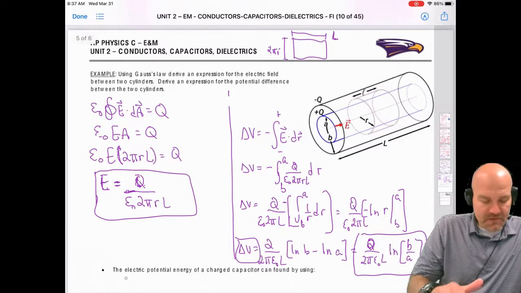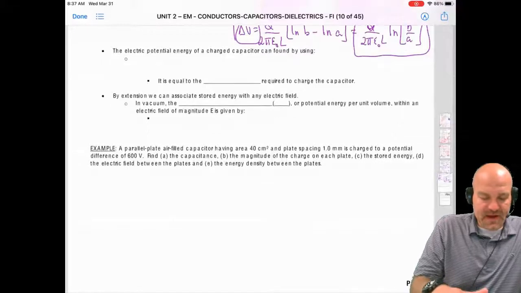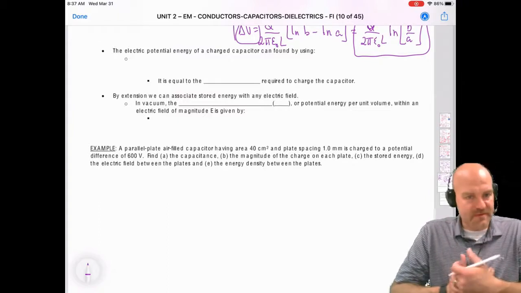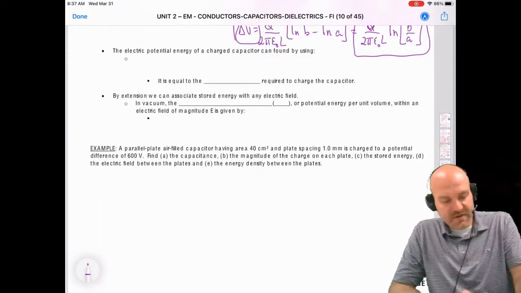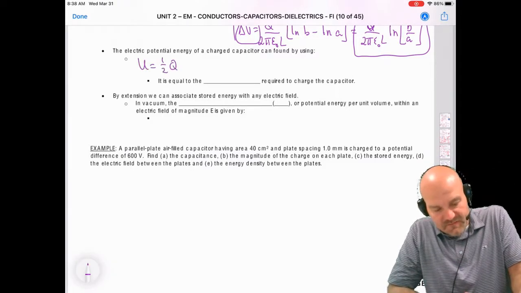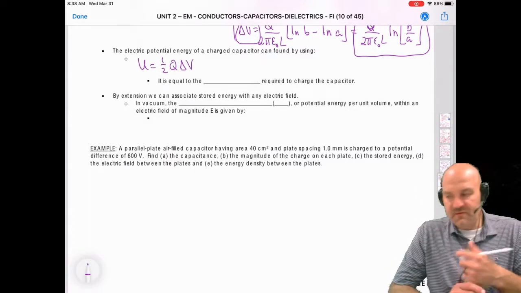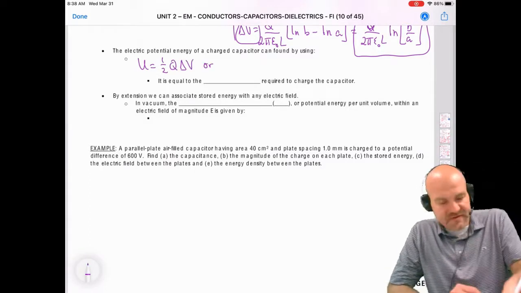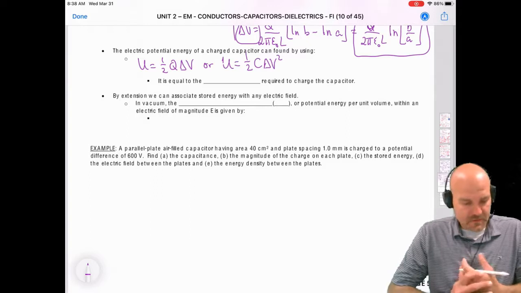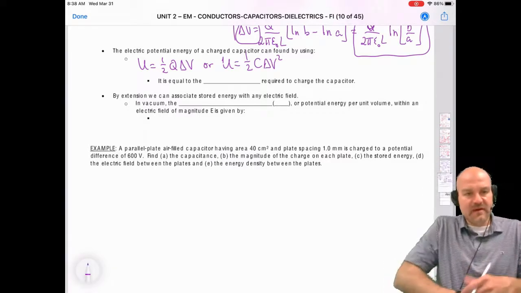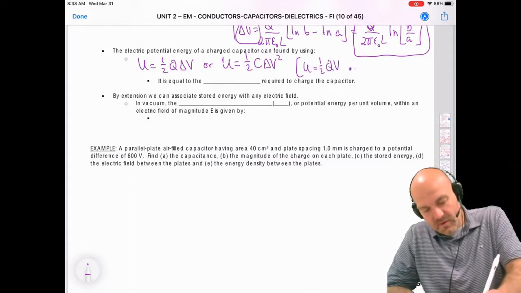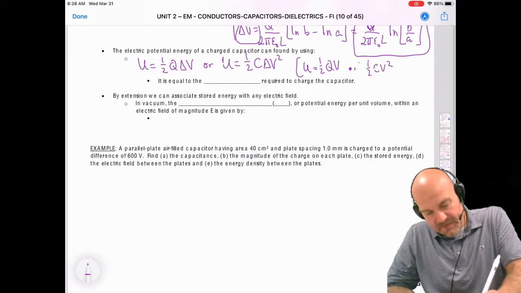Now, again, we talk about how capacitors store energy. And because there's a storing of energy, there is a potential energy, and we call it the electric potential energy. You can find the electric potential energy two ways. You can use the equation 1 half Q delta V, or if you want to bring in the capacitance, you could say it's 1 half C delta V squared. And a lot of times you can drop the delta, so sometimes you see these written as 1 half QV or 1 half CV squared.